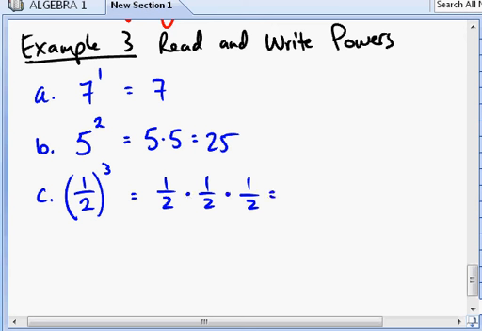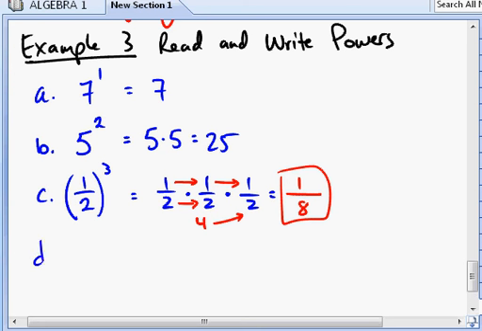You guys know how to multiply a fraction? It's just straight across. Just 1 times 1 is 1, times 1 is 1. 2 times 2 is 4, times 2 is 8. Right? 2 times 2 is 4, times 2 is 8.